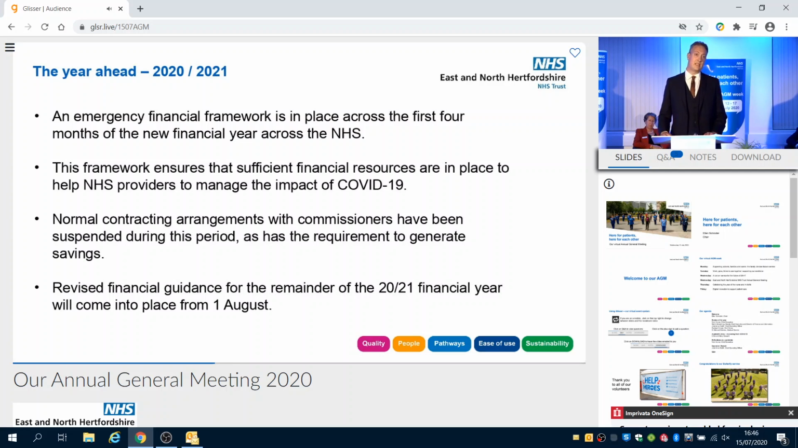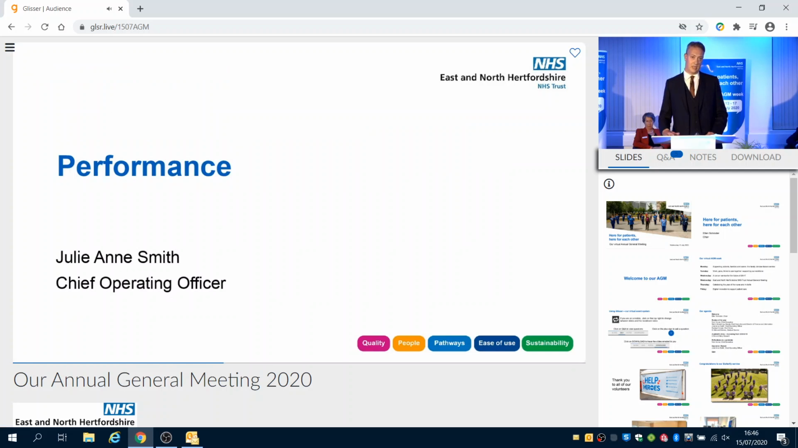We do expect in the second half of the year to move into a different kind of financial arrangement, but that's still being negotiated and discussed by government at the moment. So I think it's a question of watch this space, because I feel it really is about to get interesting. So hopefully that's been a really helpful canter through financial performance. And with that, I'd like to hand over to Julie, our Chief Operating Officer.